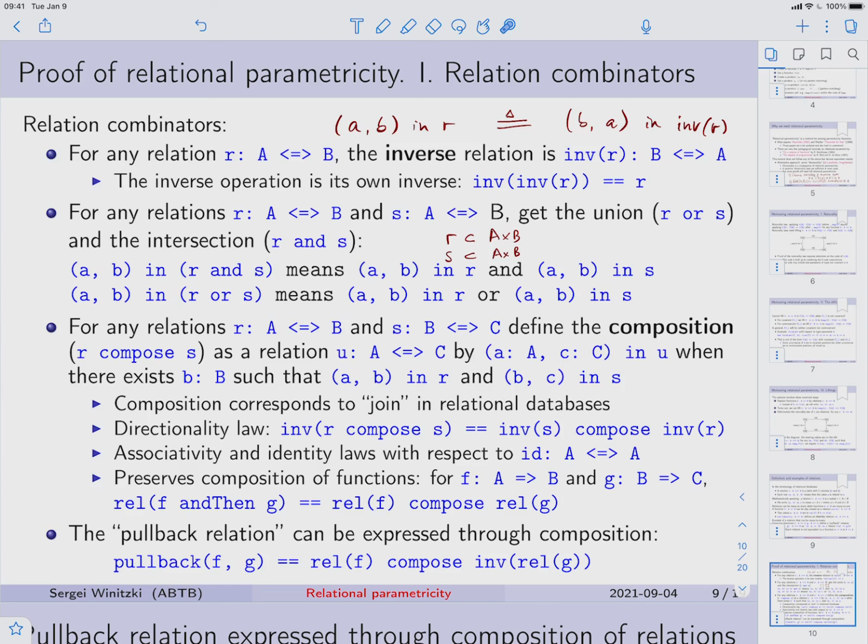Now the join works by taking values in the column B that are equal. And so we define the composition in the same way. So A and C are in this new relation U when there exists a value B, which is both in the first relation with A and in the second relation with C. So this is a definition of the composition.